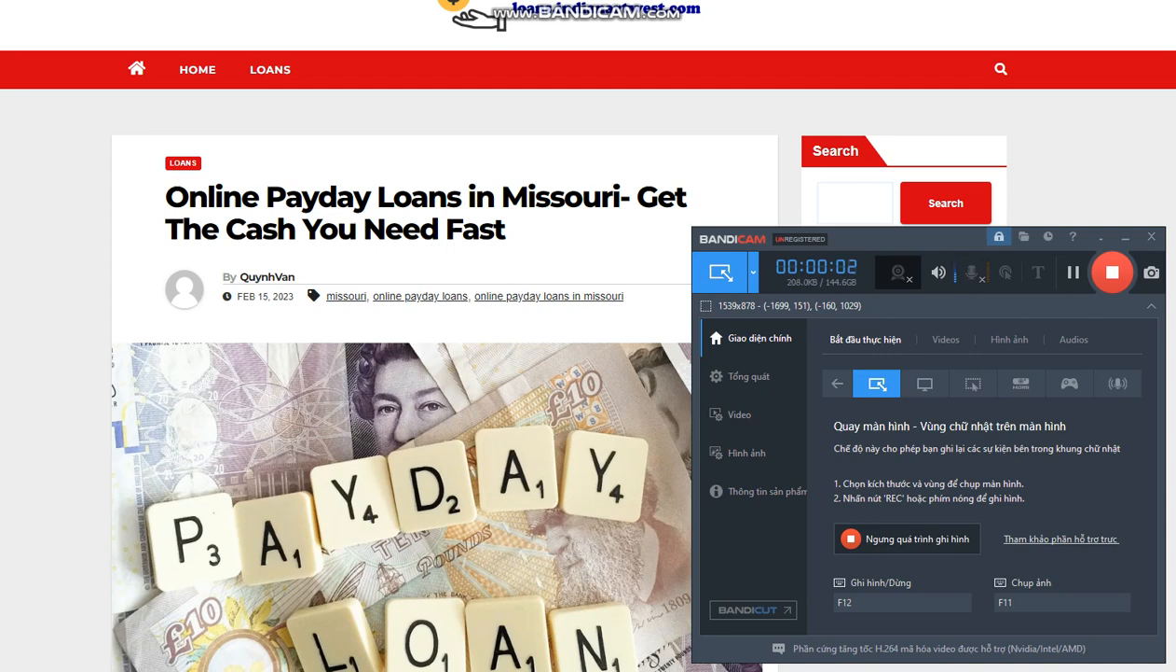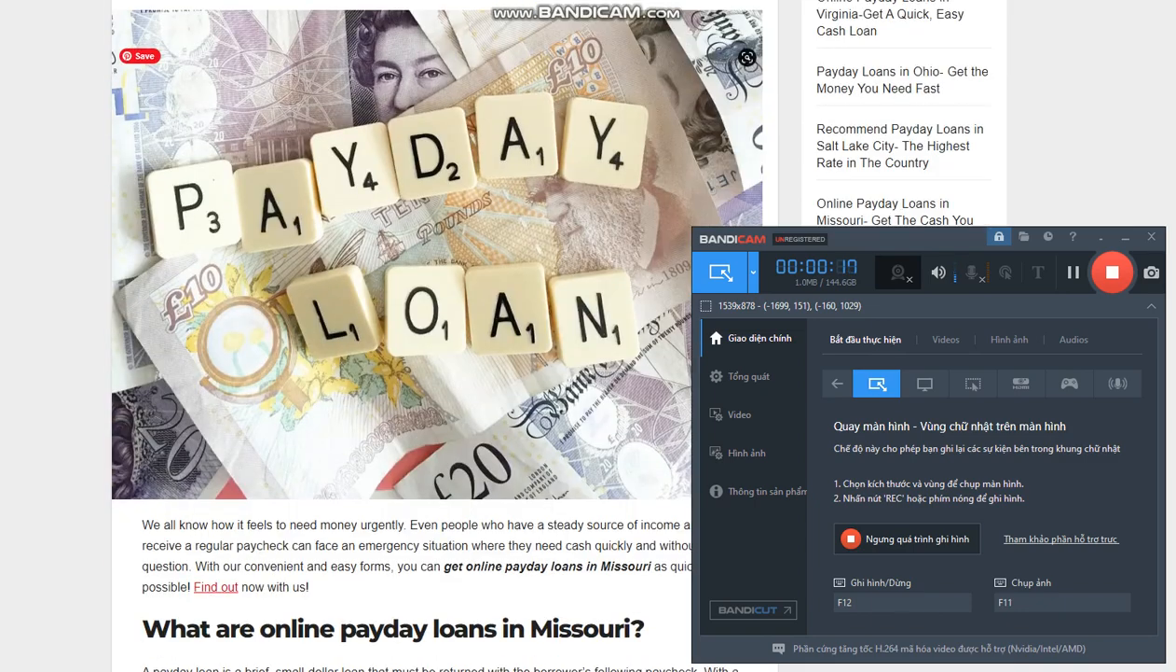Online payday loans in Missouri. Get the cash you need fast. We all know how it feels to need money urgently. Even people who have a steady source of income and receive a regular paycheck can face an emergency situation where they need cash quickly and without question.